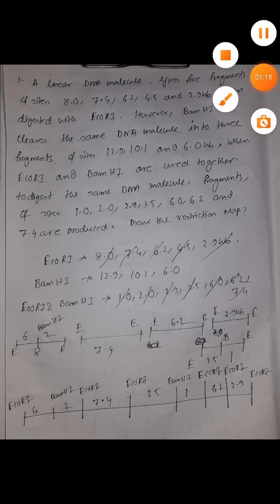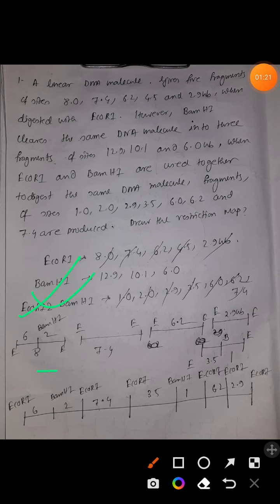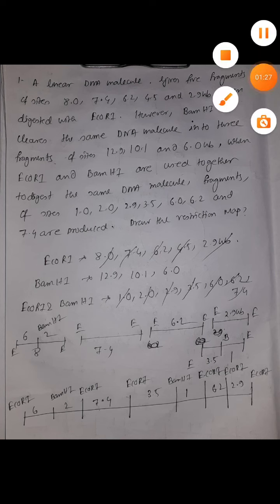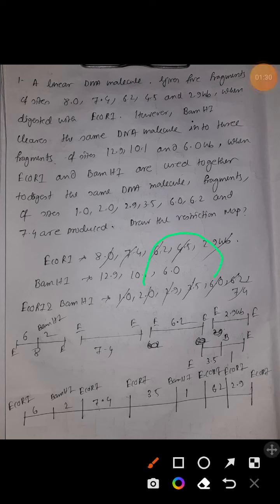So I have also drawn it here. If you focus, then you can easily find a 6 and 2, that will give you 8. So there will be a BamH1 digestion site in the EcoR1 fragment of length 8 kb, right? And there is a fragment 7.4 which is also present in EcoR1. That means in that fragment there is no recognition site for BamH1.